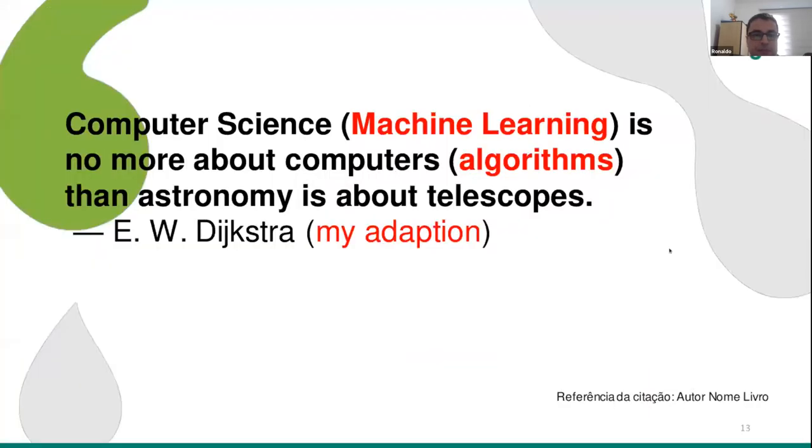To conclude, this is a quote from Dijkstra, a very famous computer scientist, who says that computer science is no more about computers than astronomy is about telescopes. I adapted that: machine learning is no more about algorithms than astronomy is about telescopes. I mean, algorithms are a tool that we use to build those models.